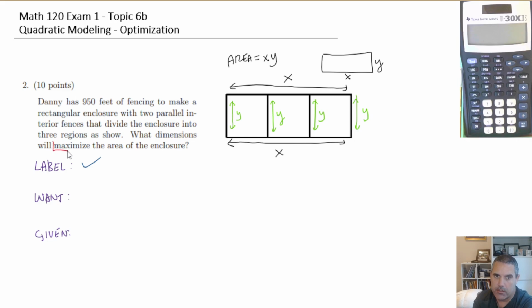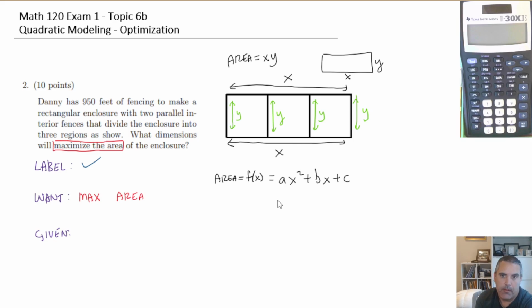So we want dimensions, but this is all about area. So we're trying to find when we have max area. In math, we call it the objective. That's the thing we're going to find the function for. So in a moment, we're going to find a one variable function for area. We're going to hope that it's a quadratic, and then we'll interpret and hopefully be done. So that's the layout of these problems. If it's not a quadratic, we can't do it. Then you need calculus.